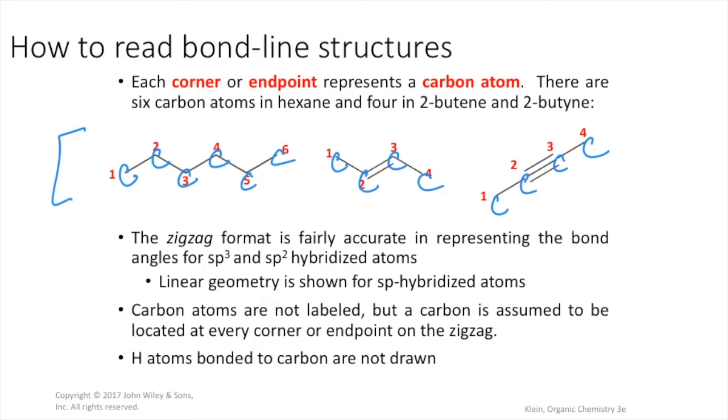The zigzag format, this format here, is fairly accurate in representing bond angles for sp3 and sp2 hybridized atoms. But for sp hybridized atoms, such as carbons 2 and 3 over here, you want to show a linear, straight line format. Notice the hydrogen atoms bonded to each carbon are not drawn.